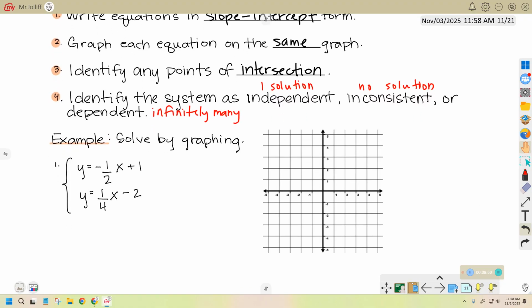So the first one says solve by graphing. They give us the equations y equals 1/2 x plus 1 and y equals 1/4 x minus 2. Are these lines parallel?